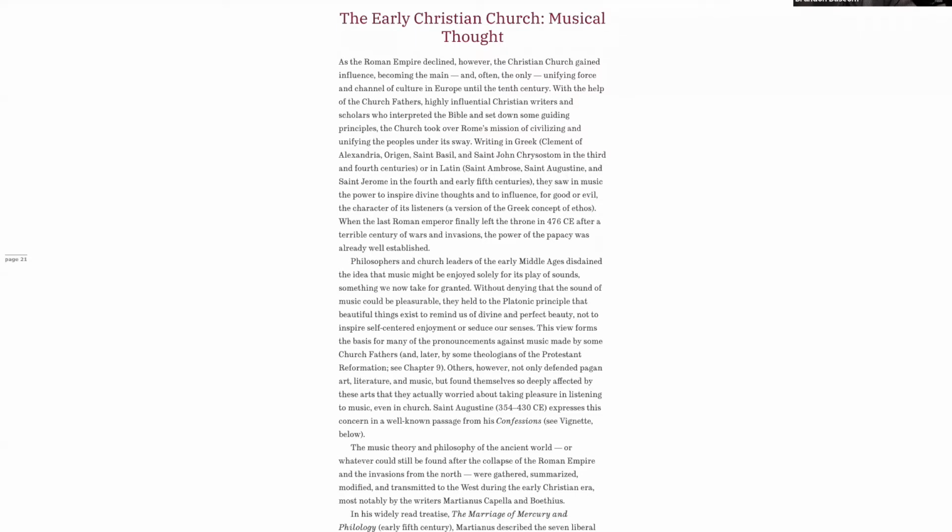Eventually, most of the local versions either disappeared or were absorbed into the single uniform practice under the central authority of the Roman Catholic Church, thereby creating a central repertoire called Gregorian chant.